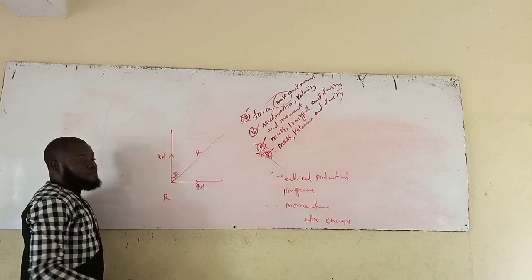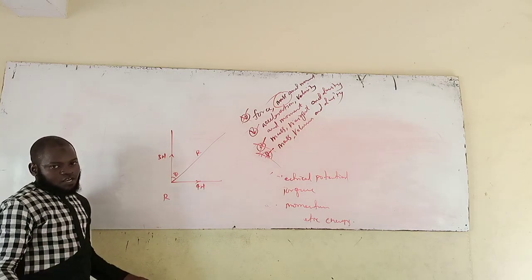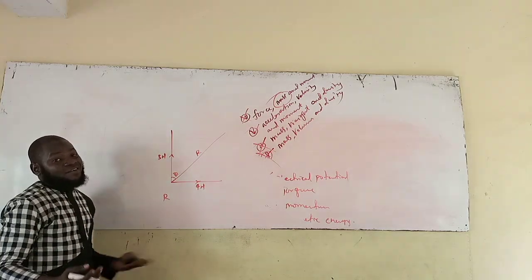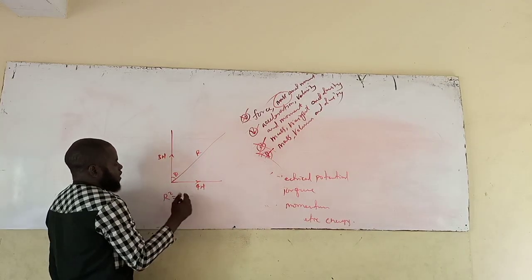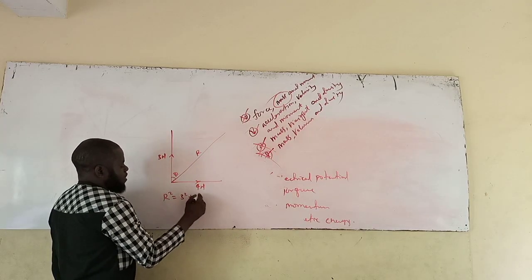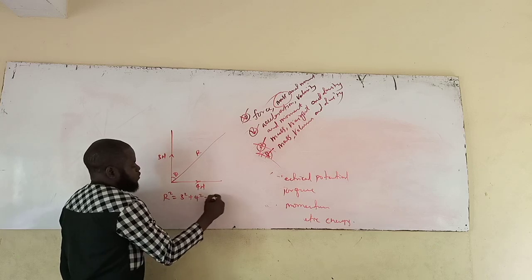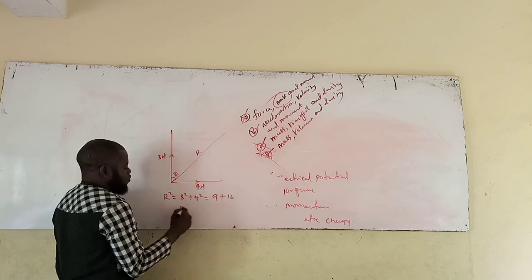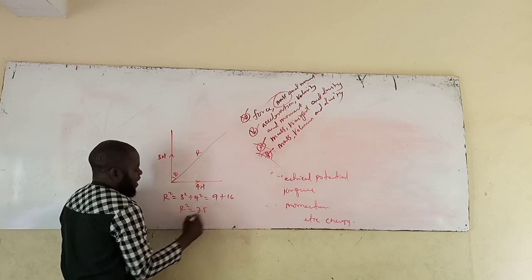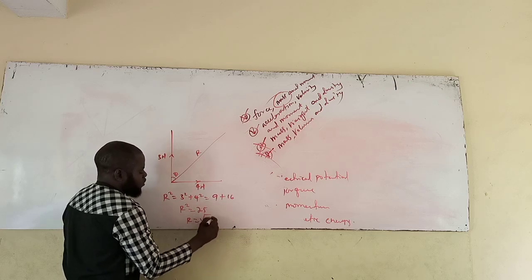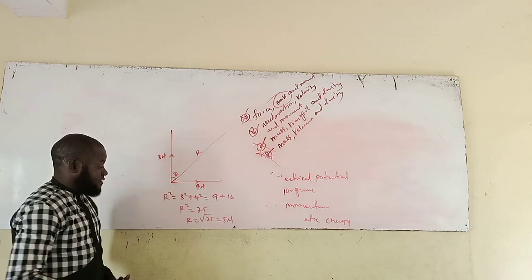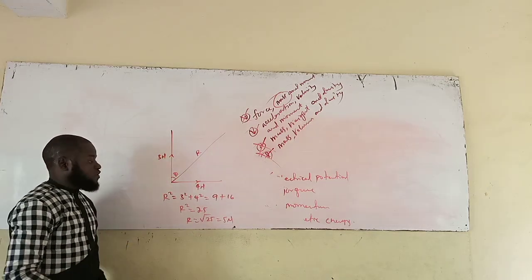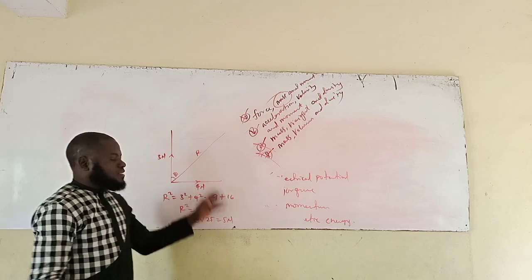So the resultant, what are we supposed to look for? Calculate for their equilibrium. So whenever we are looking for equilibrium, we calculate as if we are calculating for resultant. So our R squared will now become what? 3 squared plus 4 squared, which is going to become 9 plus 16. So R squared equals 25, then R equals square root of 25, and that will be what? 5 Newton. So that's the resultant. That's the magnitude of the resultant. What's next to calculate? The direction.